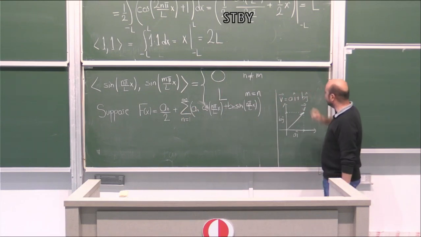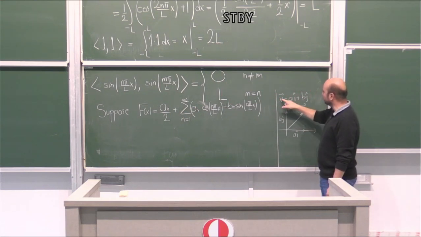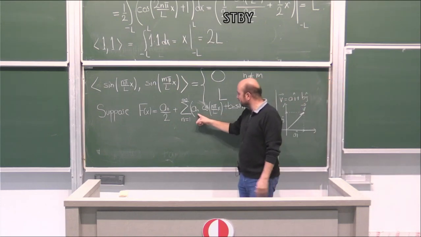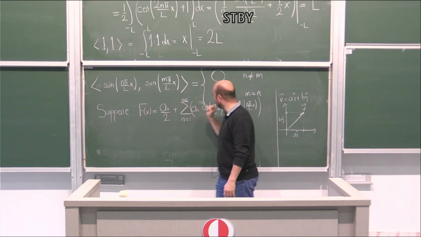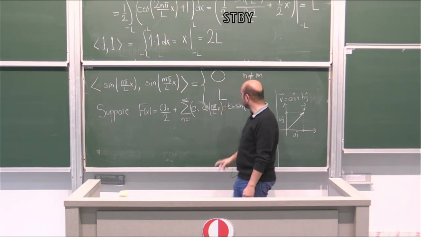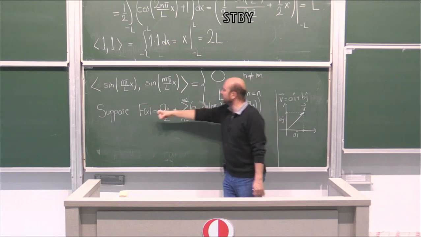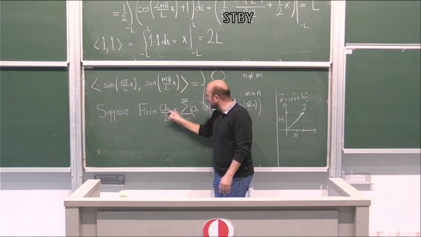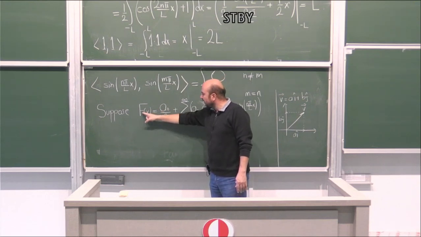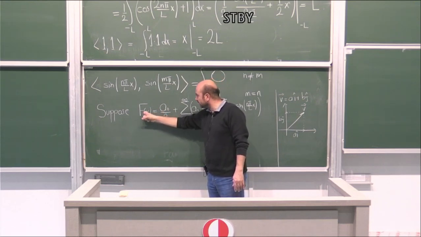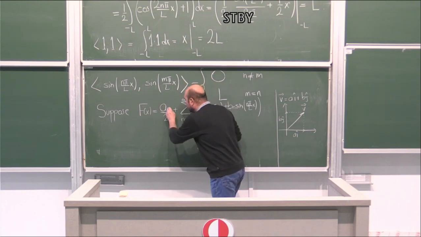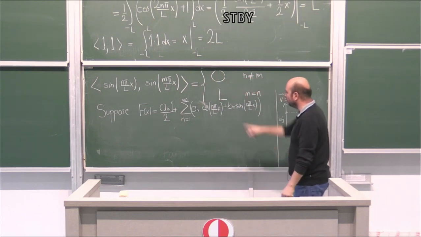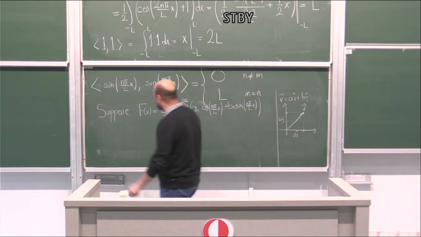So how did I find A here? I took the projection of V onto i. So if I want to find A_n, I need to project f onto this direction. If I want to find B_n, I need to take the projection of f onto this direction. So if I want to find what is A_0, I need to find the projection of f in the cosine 0 direction. So this automatically tells me the following.